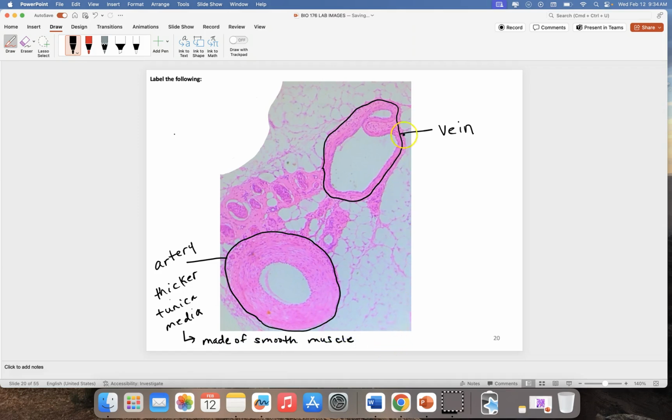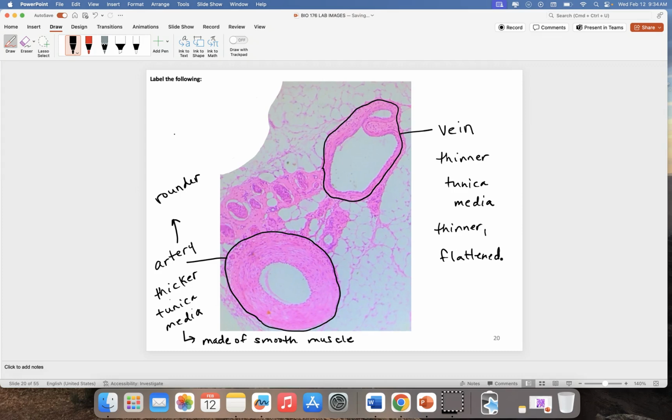and then our vein over here is going to have a thinner tunica media. So our artery is going to then be rounder, and then that means our vein is going to be thinner and have a more flattened appearance.